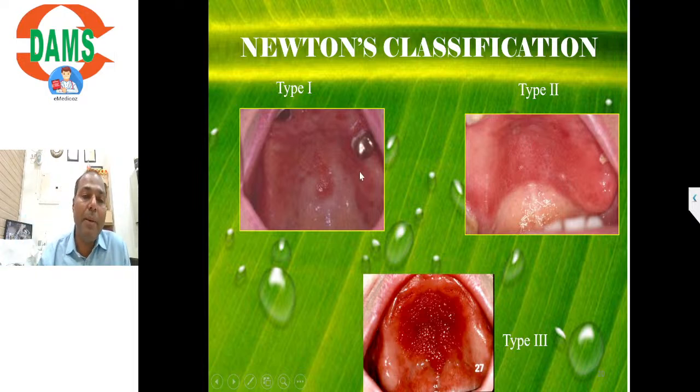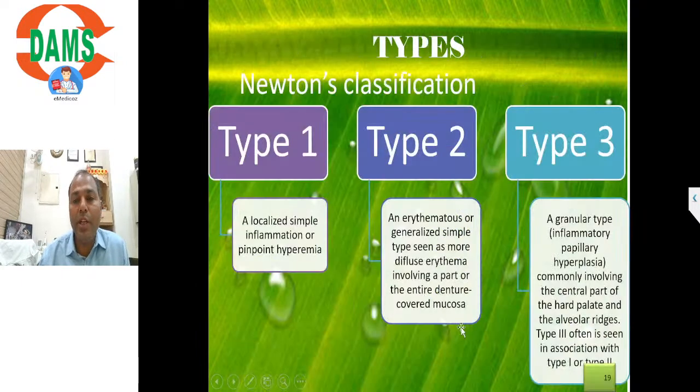Okay, here pinpoint hyperemic spots are there and it is more of a localized thing, right? But here if you see, it is diffuse, the center of the palate is involved. In type 3, you can see it is granular type, inflammatory papillary type, that is commonly involving the central hard palate and the alveolar ridges. And mind you, type 3 requires blunt dissection or cryosurgery.